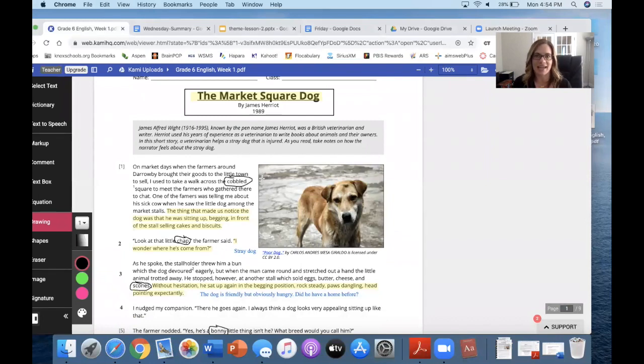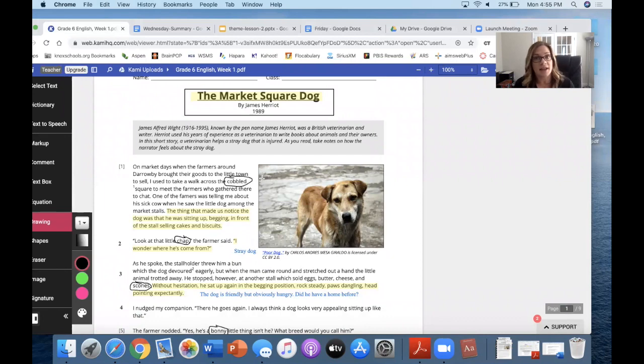When we annotate a text, we do a couple of things. We want to mark it, but we also want to make sure that we're making connections as we read. Those connections could be summarizing what the paragraphs or what we think the main point is about, or it can be a connection that we might make personally.